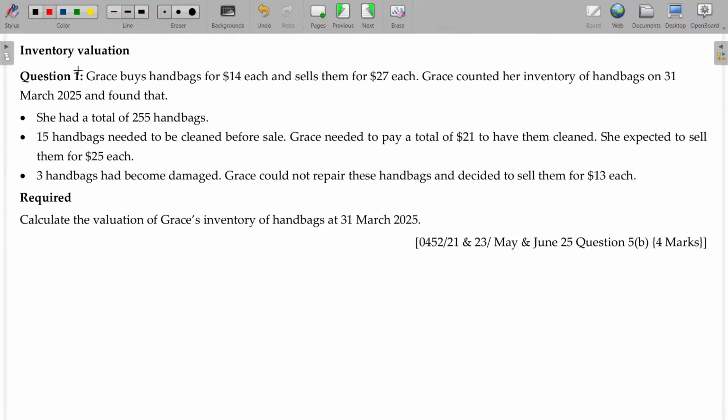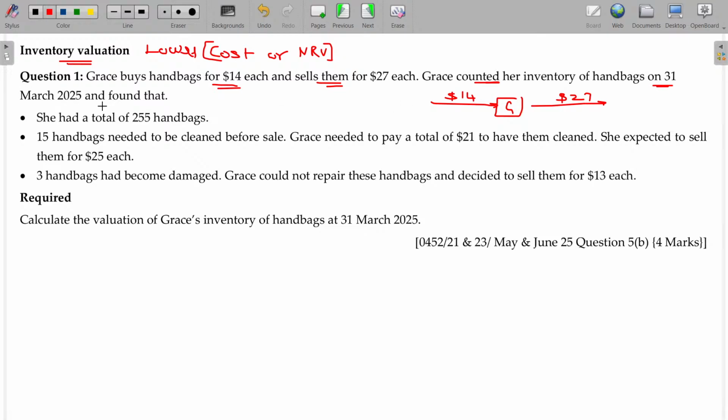Now inventory valuation, cost or NRV. You have to take the lower of these two. Grace buys handbags for $14. This is the cost. And sells them at $27. This is the sale value. Grace counted her inventory of handbags on 31st March 25 and found that she had total 255 handbags. How many handbags she has? 255 handbags.